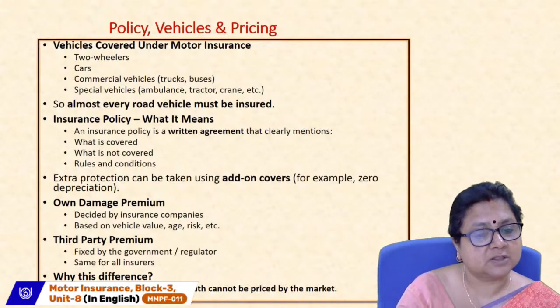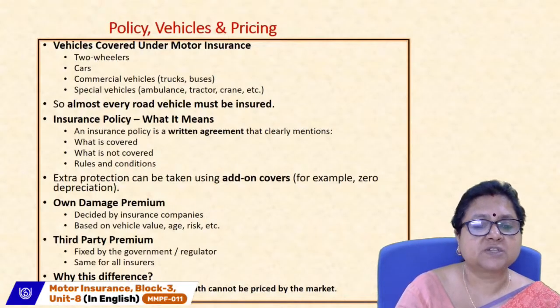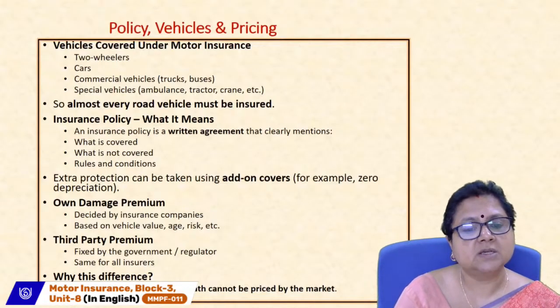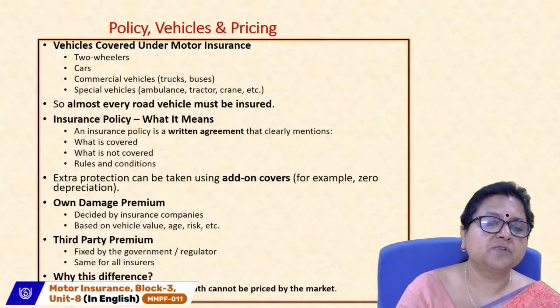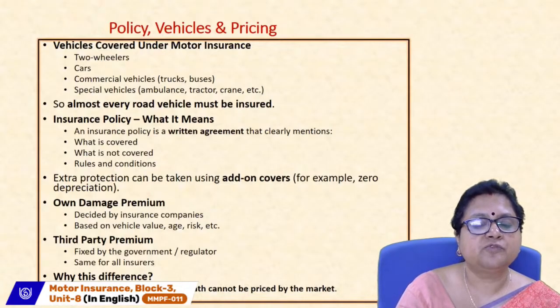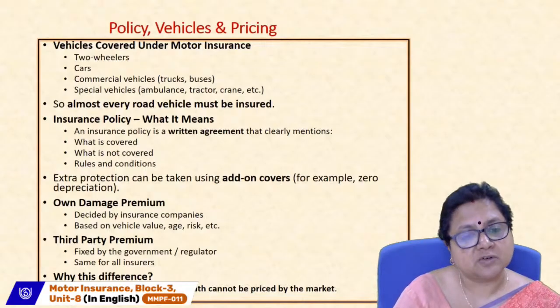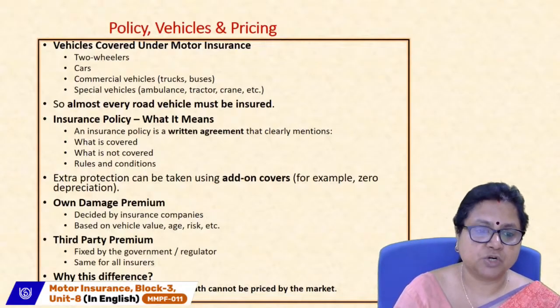Next one is third party premium. It is fixed by the government or the regulating agencies, and that is the same for all insurance companies, since it is fixed by a regulatory body. So that is why this type of premium is the same for all the different companies which are providing motor insurance.